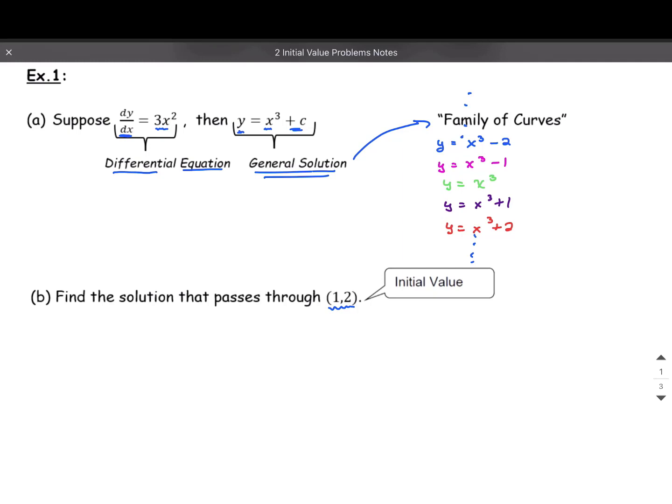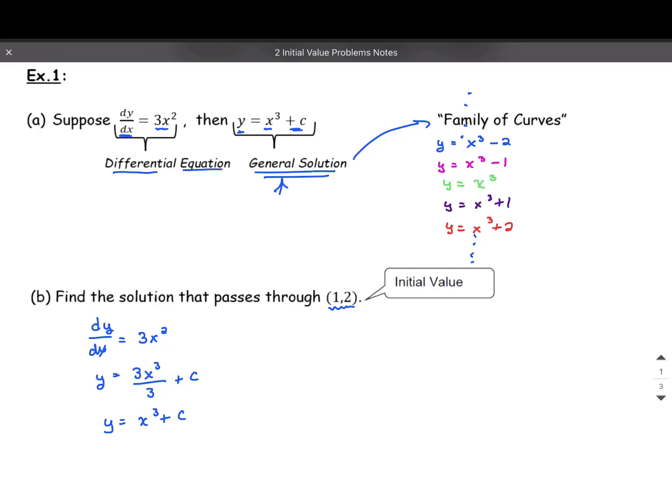So let's take it as if we hadn't done it before. We take dy/dx is 3x squared. So we find our antiderivative, y. The antiderivative of 3x squared is x cubed: add 1 to the exponent, divide by the new exponent, plus c. So there's y equals x cubed plus c. That's how we got this general solution earlier.